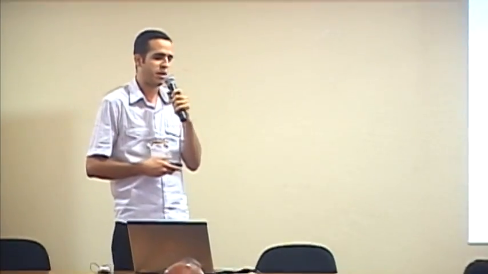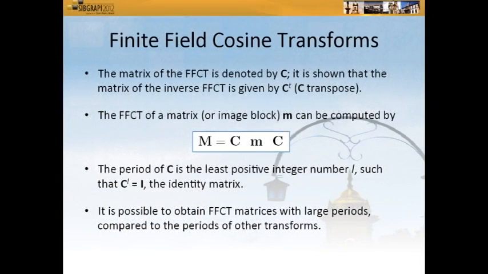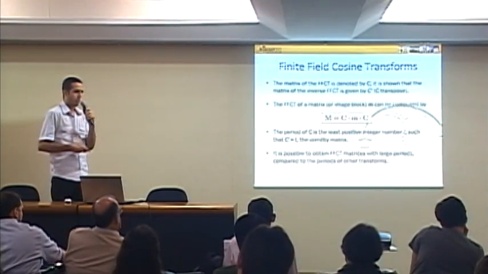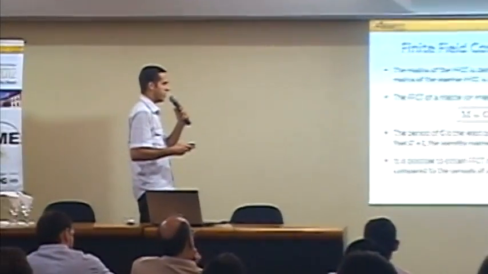Okay, the computation of the FFCT, which is a linear transform, can be expressed by a multiplication between the transform matrix, denoted here by capital C, and the vector to be transformed. This matrix can also be inverted. The inverse transform of the FFCT is given by the matrix C transpose.